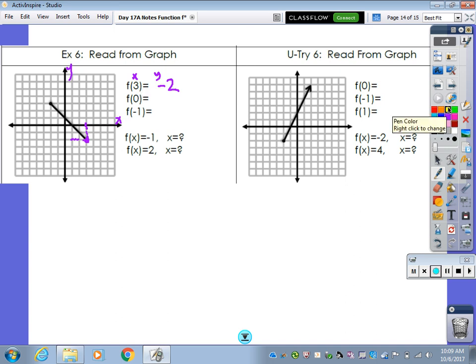Let's do the next one with -1. When x is -1, I'm right here. We will go to the graph first. From the graph, go back to the y coordinate, and that's the point we were looking for. So whenever x is -1, y is going to be +2. Same process works whenever we are going backwards to find the x value.